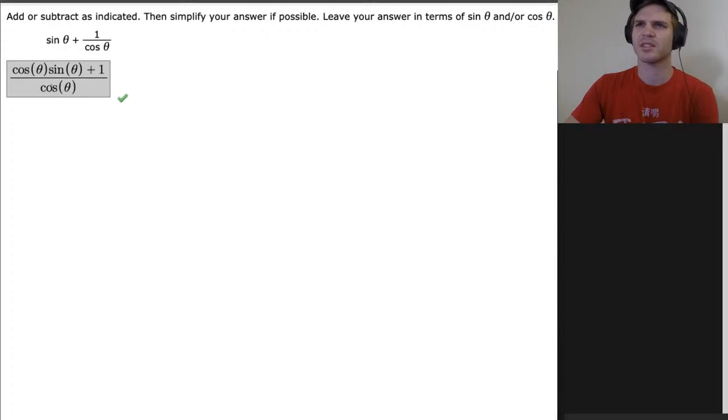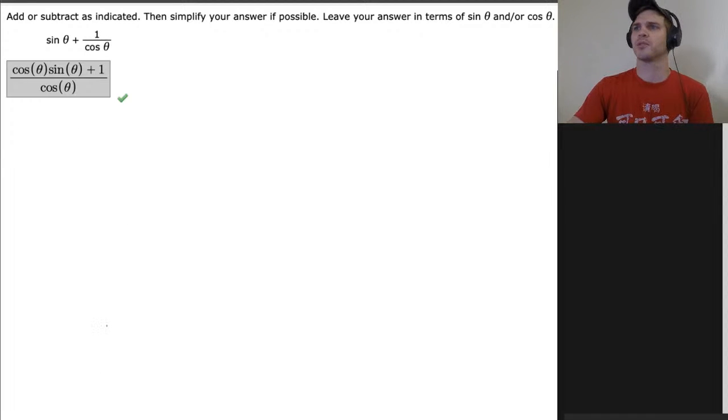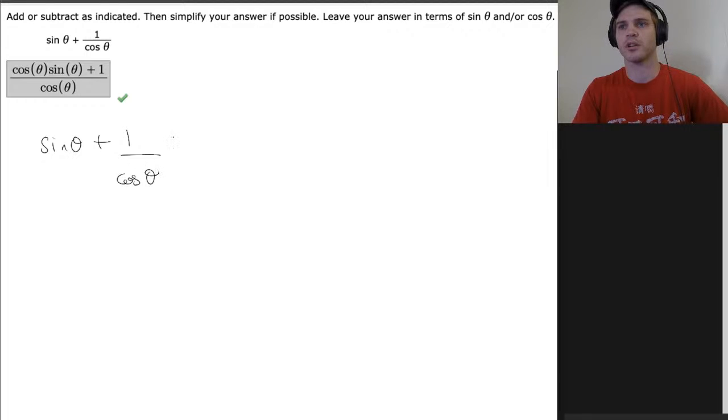Okay, so this says add or subtract as indicated. Then simplify your answer if possible. Leave your answer in terms of sine of theta and or cosine theta. So let's start with what they give us here. They give us this sine theta plus 1 over cosine theta.